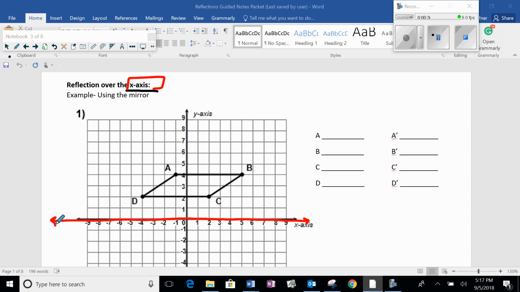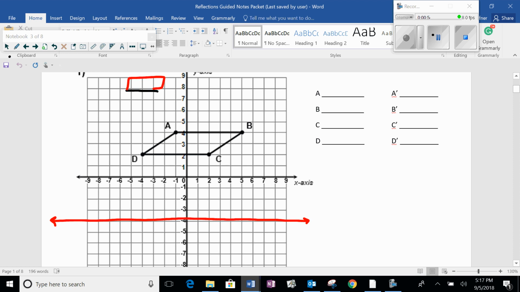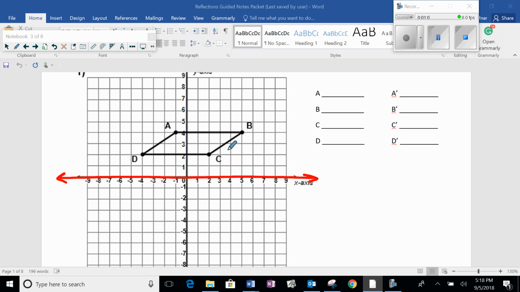When we do that, it's as if I were able to take this coordinate plane and fold it in half along this line. So the x-axis would be the fold line, and I'm going to take this shape, A, B, C, D, and flip it over down here to the bottom. Let me redraw that so I can move the shape up here. It's going to be the mirror image, or the flipped image, of the original pre-image.